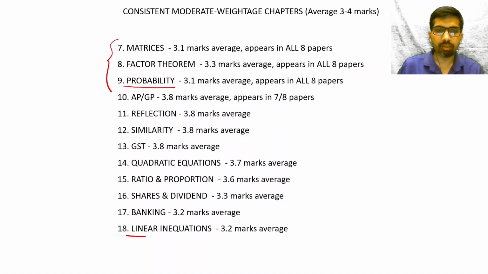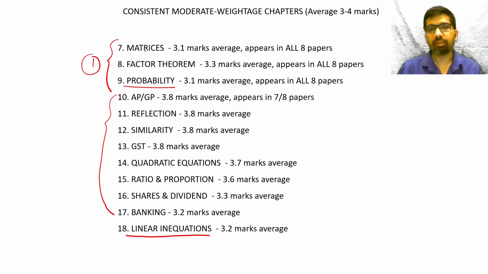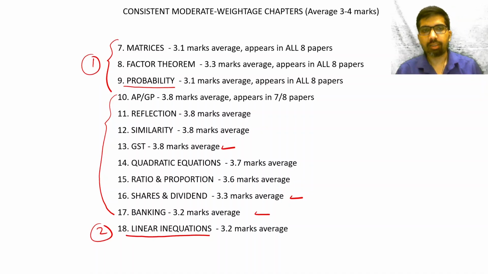And then go for linear inequations. This is a very easy chapter. You'll get it done in less than 1 hour. Then you can go for any of the other topics from here to here. First go for this. This is asked in every paper. Then go for this, and then whichever you find easy, go for that. I would prefer going for the first two chapters like the banking chapters, shares and dividends, and GST. So next, attempt to learn all these chapters. First this, and then linear equation. Then go for the banking chapters, first two chapters, and then whatever you find easy. Again, reflection is also easy. Go for this also.